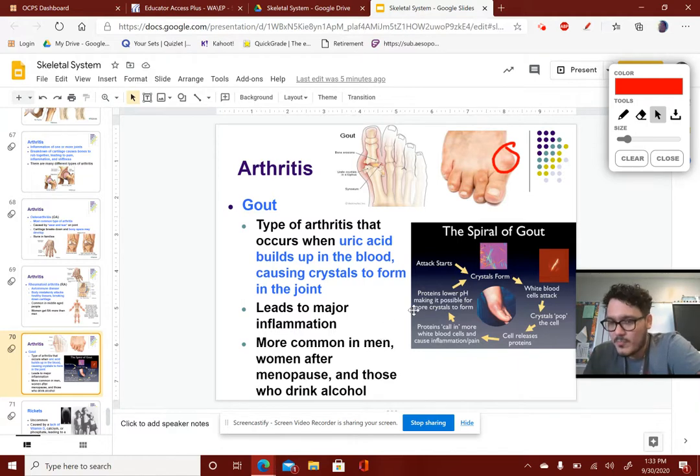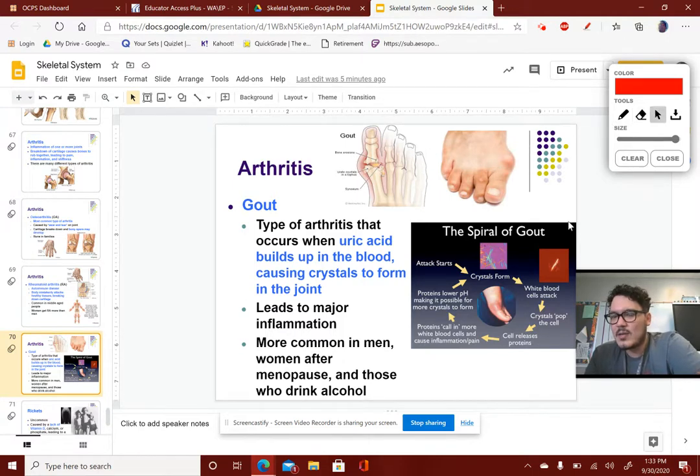Why is this a problem? When you consume alcohol, it is a toxin, right? Your body has to filter it and clean it up with your liver. But if you consume too much of this stuff, then your body has a hard time keeping up. So a lot of it will stay in your blood, and then we form what's called the spiral of gout.